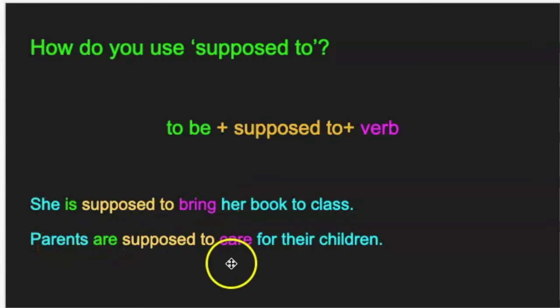Parents are supposed to care for their children. Are is the form to be, supposed to, and then care is the other verb.